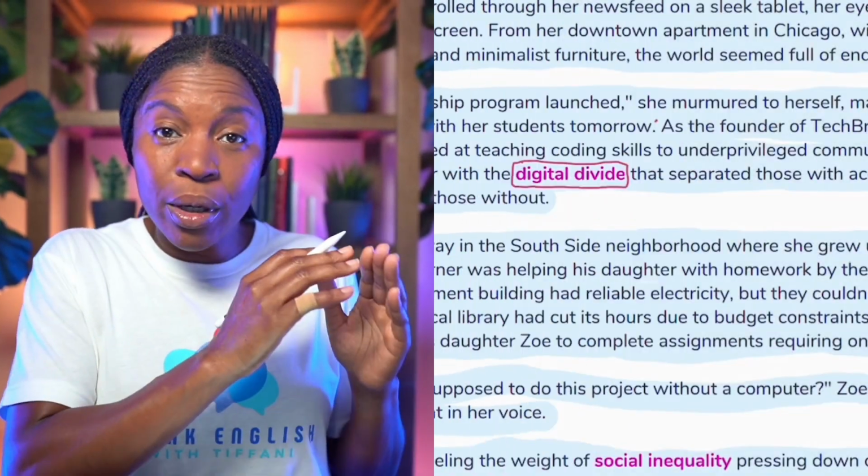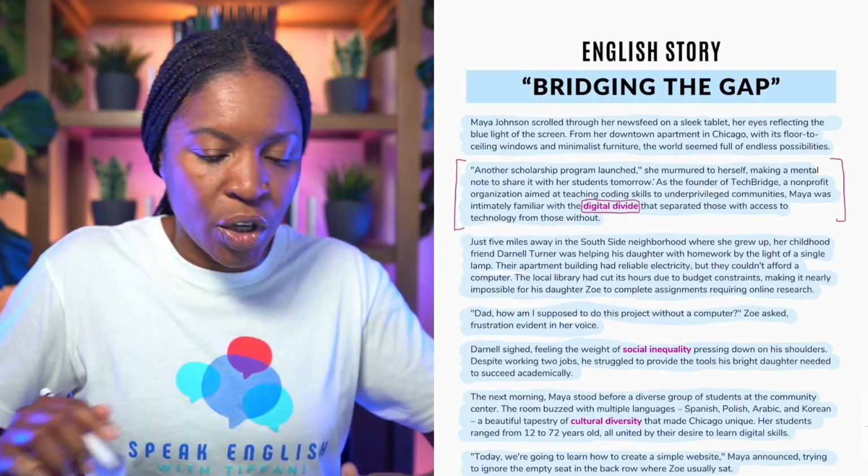So once again, we understand this term, digital divide. Now let's read the portion of the story one more time where this term was used. Here we go.